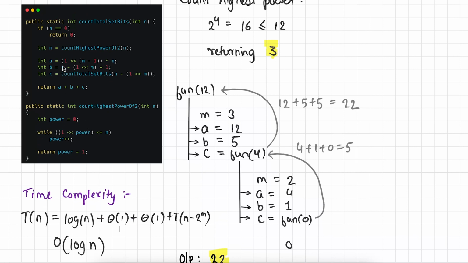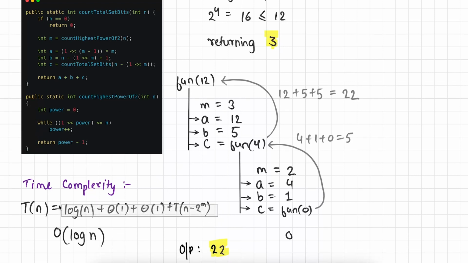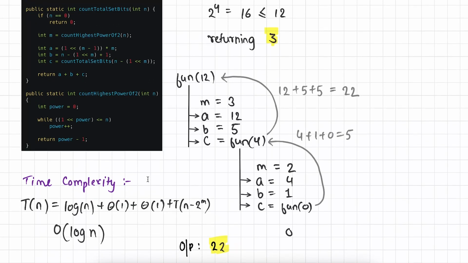And again we are doing constant work to calculate b, that is also theta 1 work. And then we are making a recursive call to itself by passing n minus 2 to the power m. Okay, so this is a complex recurrence relation of this function. That's why it's a little bit difficult to calculate the exact bound. So we are going to use our friend big O notation to find the upper bound of this function. Whenever we are unsure or unclear about anything, we use big O notation to find the upper bound of a function or an algorithm.